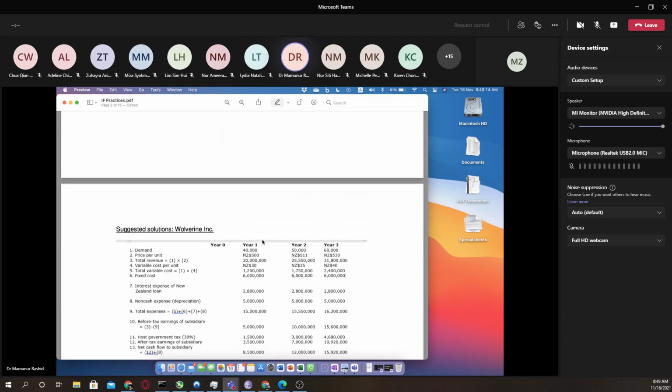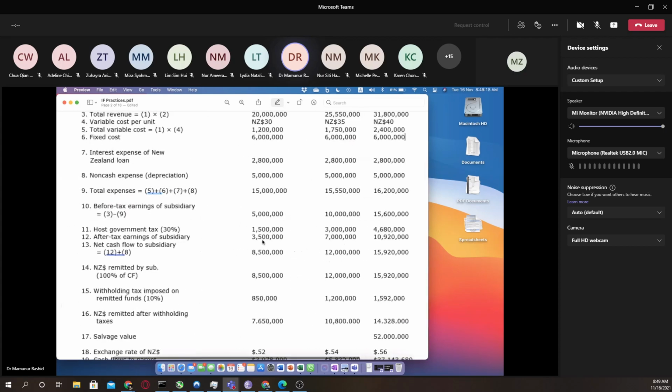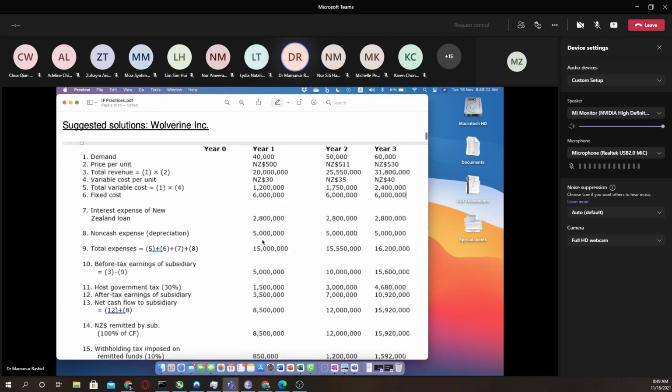Okay, so let's now look at the solution. This is a suggested solution for the example that we are trying to take now. As you can see, the first thing you need to identify is the number of years. First of all, year 0, year 1, year 2, and year 3. So the first thing you do is identify the number of years. Okay, my marker is not working, so please follow my mouse, or the file is already uploaded, so you can follow that as well. I took a screenshot of the solution and uploaded it there.